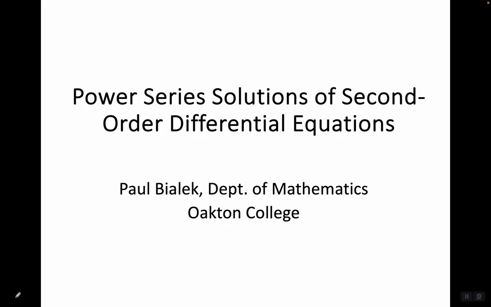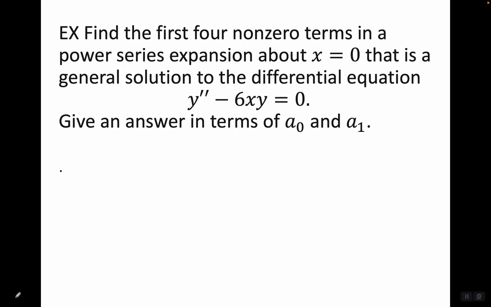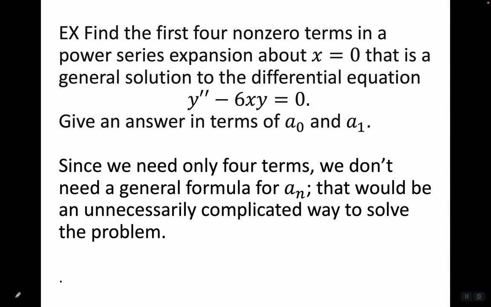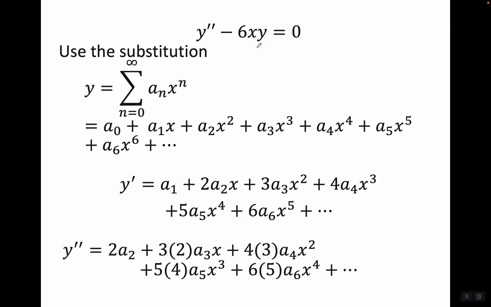Let's talk about power series solutions of second-order differential equations. For example, find the first four non-zero terms in a power series expansion about x equals 0 that is a general solution to the differential equation y double prime minus 6xy equals 0. Give an answer in terms of a0 and a1. Since we need only the first four non-zero terms, we don't need a general formula for a sub n. That would be an unnecessarily complicated way to solve the problem, and in fact, there are some textbooks that advocate you do that. Well, don't. Waste of time.